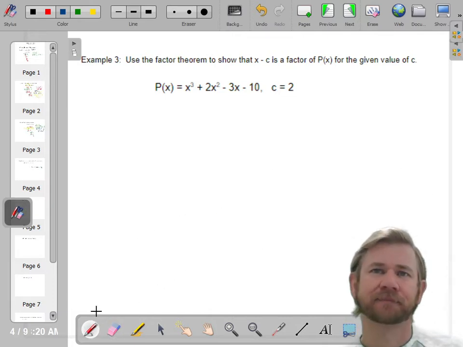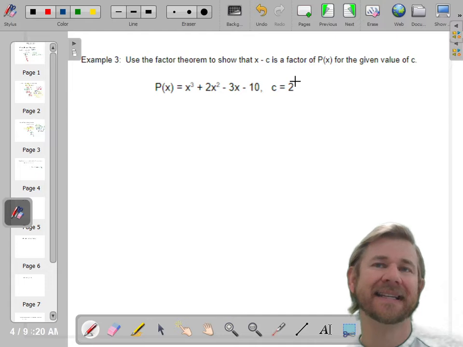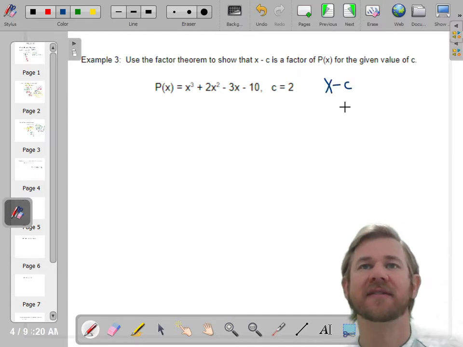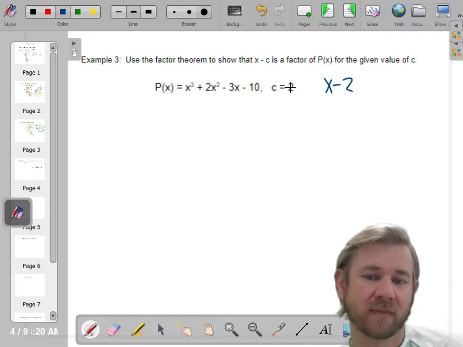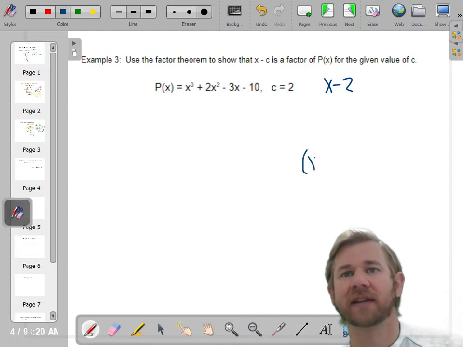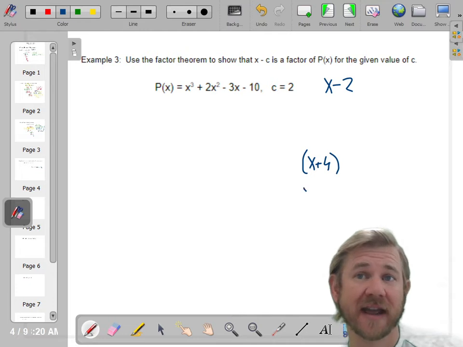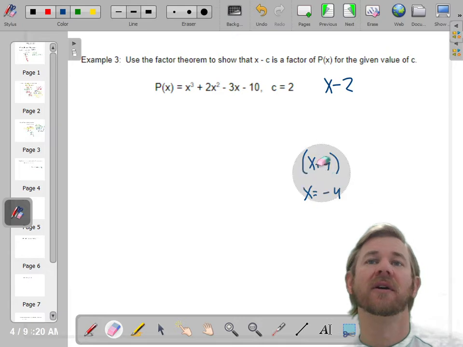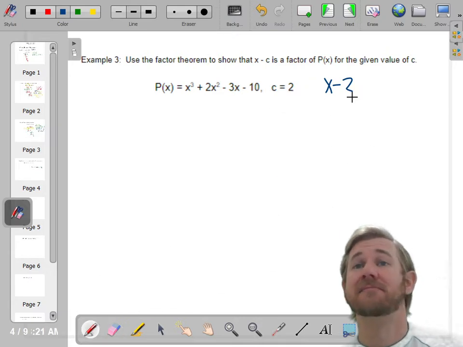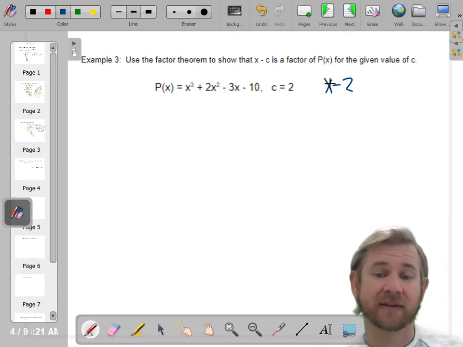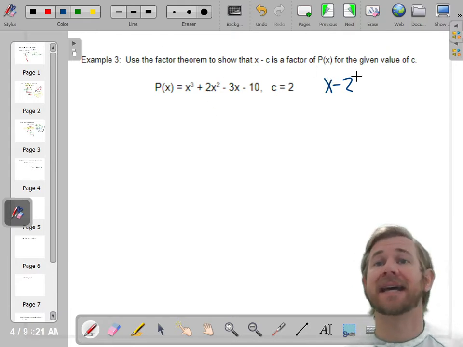But the trick is, if c is a 0, then x minus c is the factor, so x minus 2. If you tell me that 2 is a 0, then that means that x minus 2 is a factor. Just like before when we had a factor, like say x plus 4, if that's a factor, then x equals negative 4 is a 0. So if you give me the 0, 2, then that means x minus 2 is a factor. So what I'm going to divide by is x minus 2.